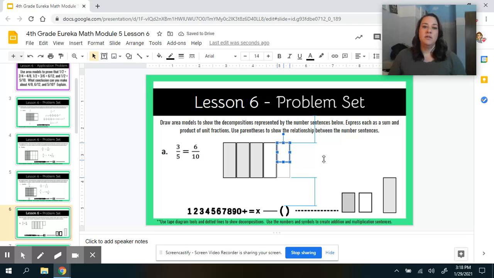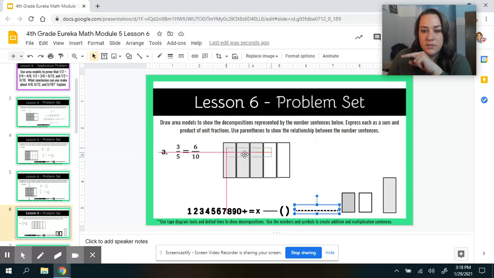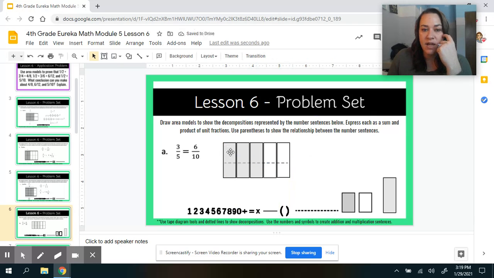Okay, so there's my 3/5. So looking at this, 5 times what equals 10? 5 times 2 equals 10. So I need to decompose and make this into 2 rows across, and that's going to show me those 6 tenths. Okay, so now I have 2, 4, 6 of the tenths represented.